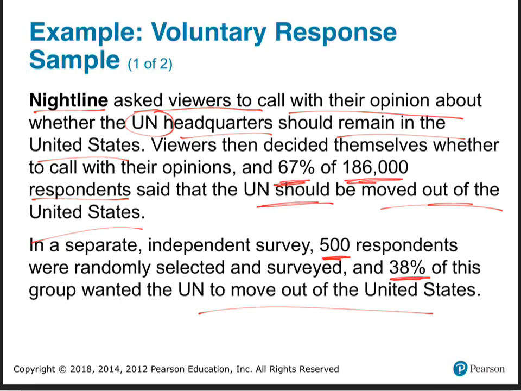Any ideas? 500. They randomly selected the survey. Yeah, what's the problem with the 500? They randomly selected and surveyed people they picked, or the other ones responded. They chose to respond. Well, randomly.